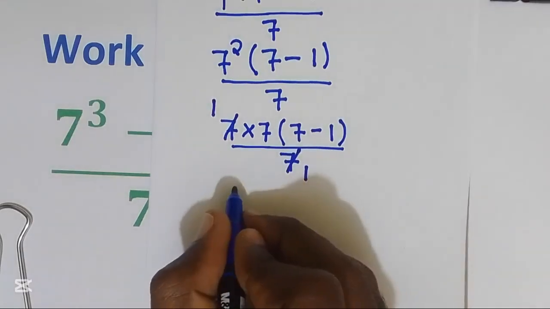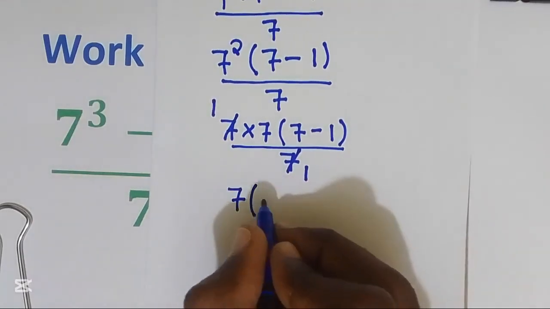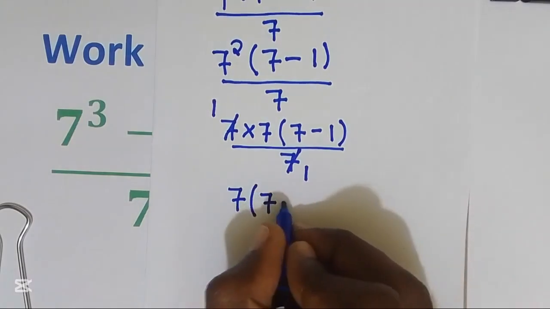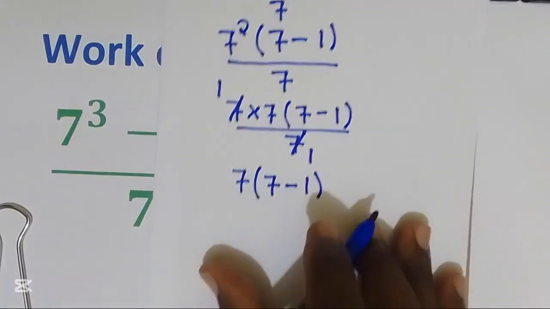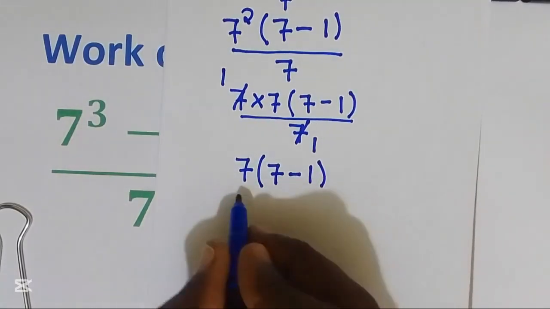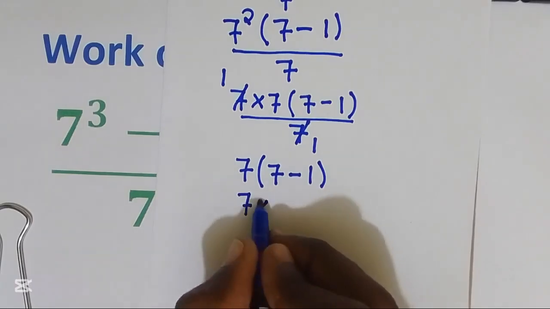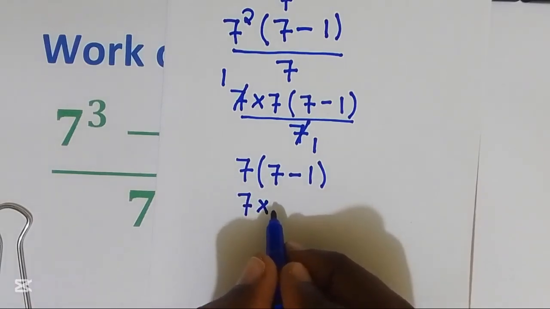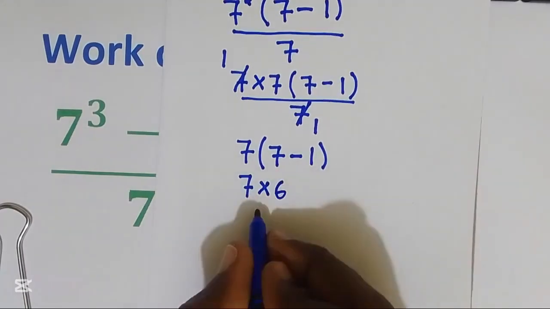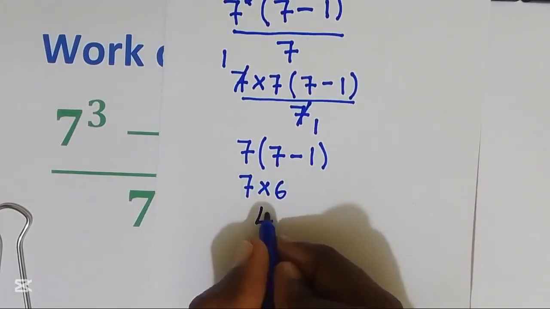Now we have 7 in the bracket, 7 minus 1, 7 take away 1. We are going to have 7 multiplied by 6. That will give us 42.